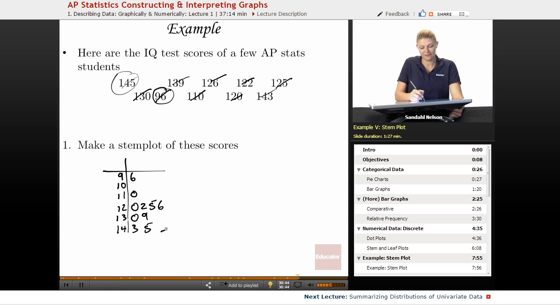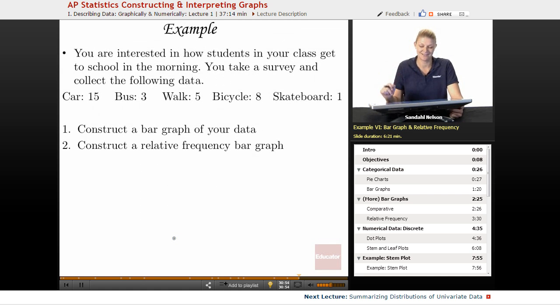Perfect! And then we could even go on to say slightly skewed left, centered around 120, with a range of 96 to 145. Perfect. Okay, let's do one last example. So you're interested in how students in your class get to school in the morning. You take a survey and collect the following data.